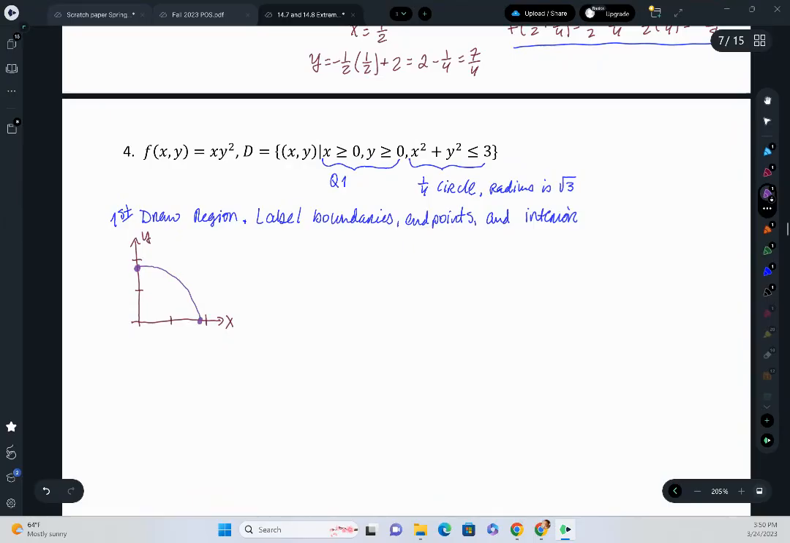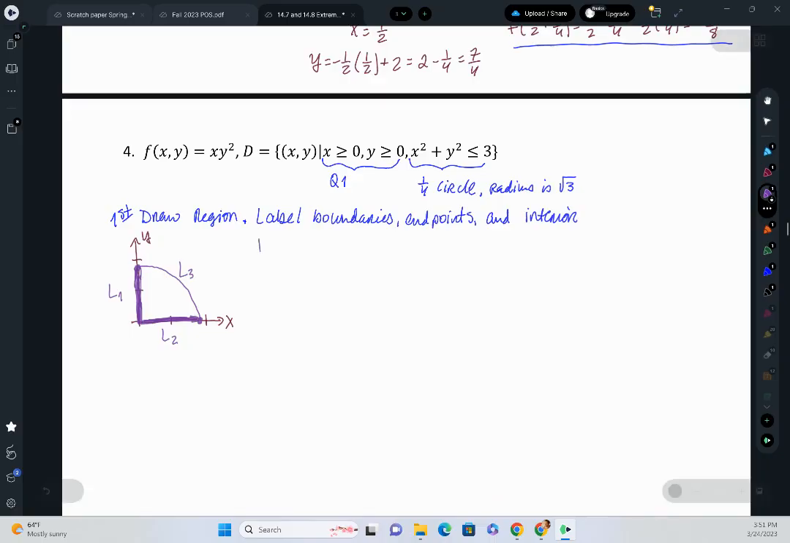I'm going to draw my arc, and then I'm going to draw my edges because I know that I need x greater than or equal to 0. That's going to be the y-axis there. I need y greater than or equal to 0. That's bounded by the x-axis there. And then I've got my arc on here. So again, I'm going to label these L1, L2, and then L3 will be for that arc.